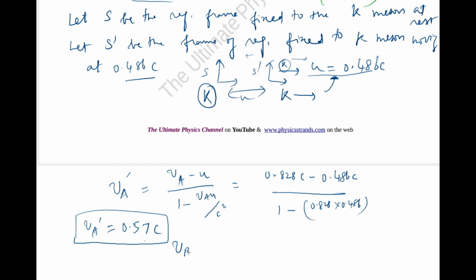Similarly, for the other pi meson, V B prime is going to be equal to V B minus u over 1 minus V B u over c squared. So if you plug in the values, you will get 0.94 c. So that is the velocity of the other pi meson that is going in the opposite direction with respect to this K meson. So that is 0.94 c.